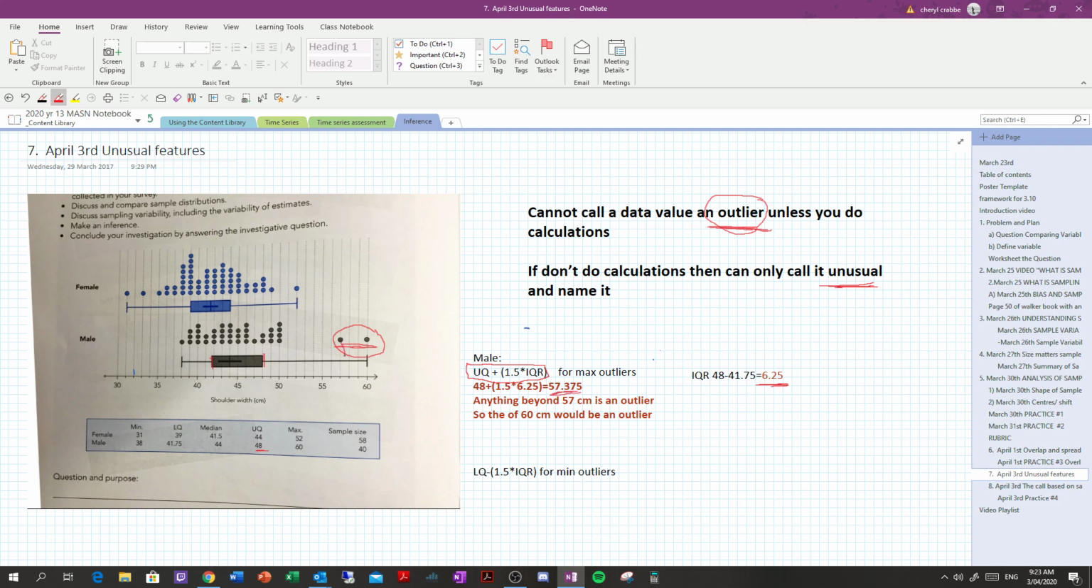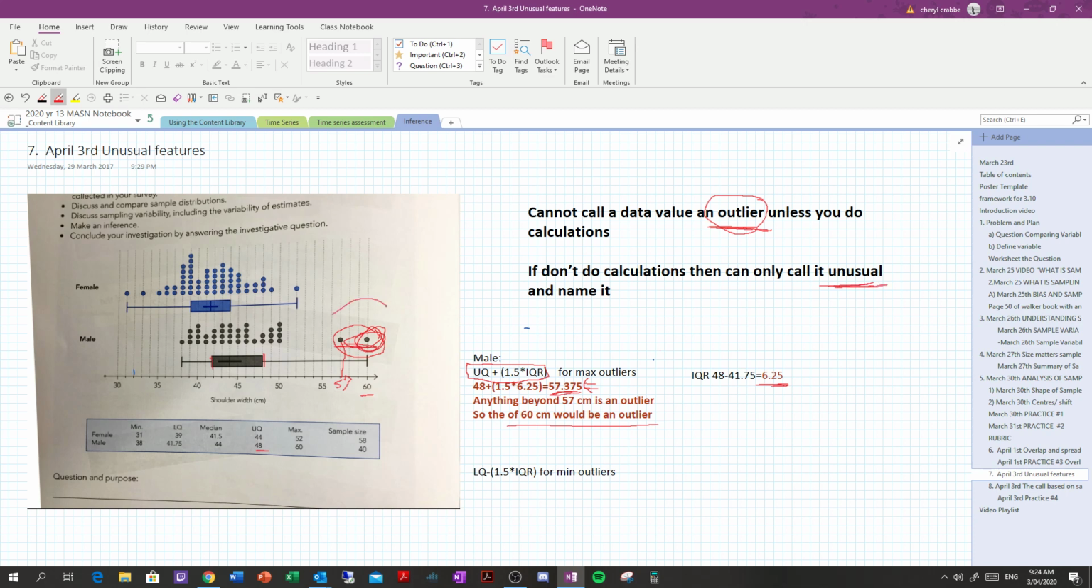Now, if we look at this data piece here, this is 57. So basically what this calculation tells us is if anything is bigger, basically, than 57, then it's an outlier. So the actual data point on 57 probably isn't, but this point right here is definitely, this is 60. So that's an outlier. So we can call 60 an outlier. We can call them unusual, but we can actually do the calculation. So anything beyond 57 centimeters is an outlier. So the 60 is an outlier. Okay, so that's how you do the calculation to determine if something is an outlier so that you can actually call it an outlier. Otherwise, you can just say it's unusual.